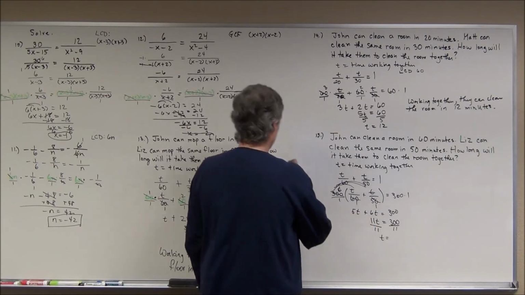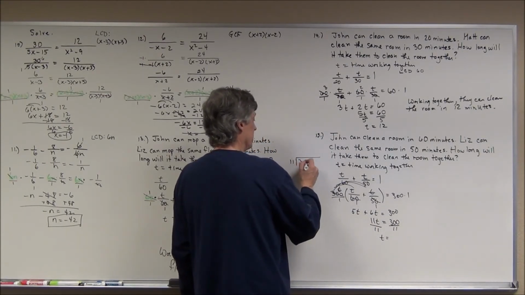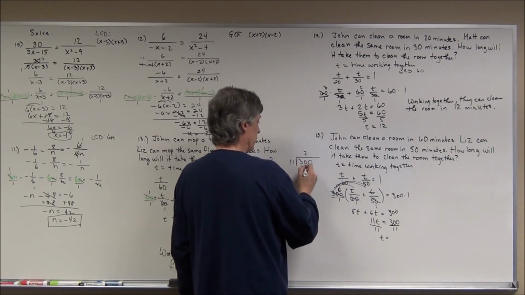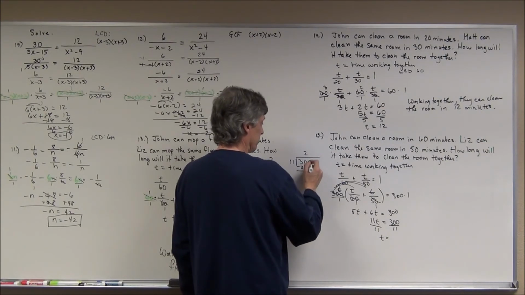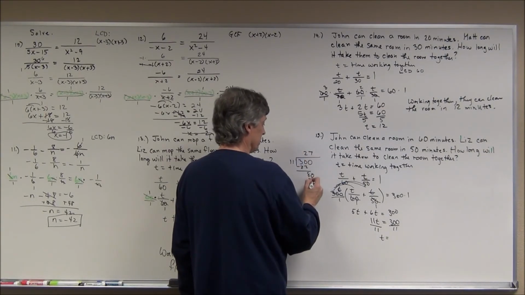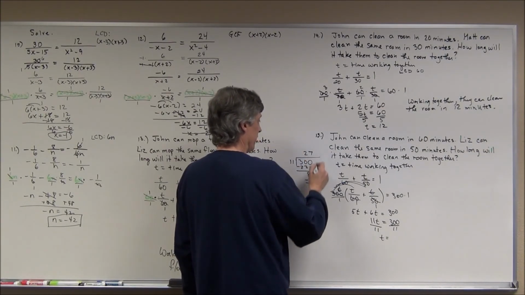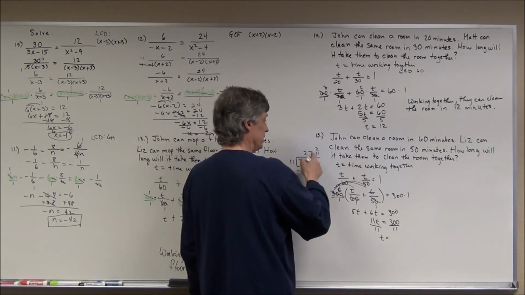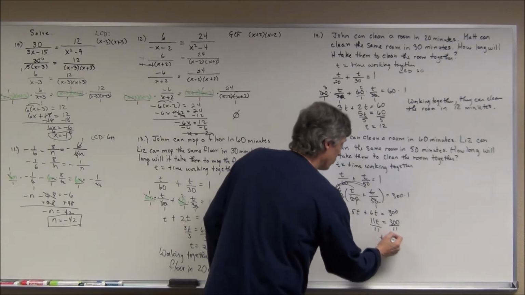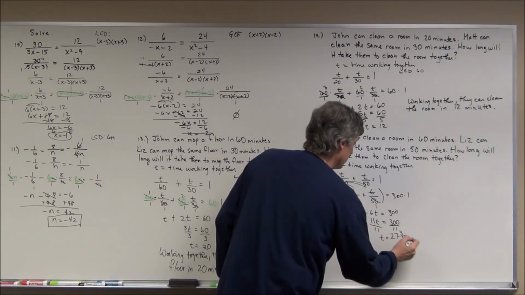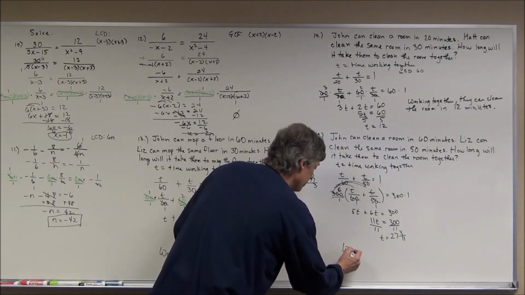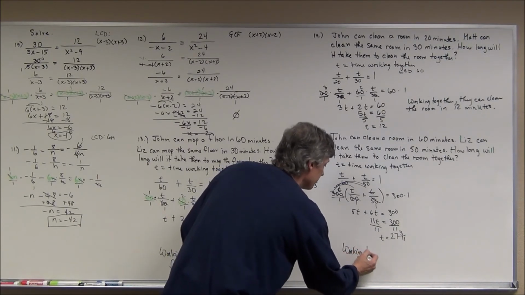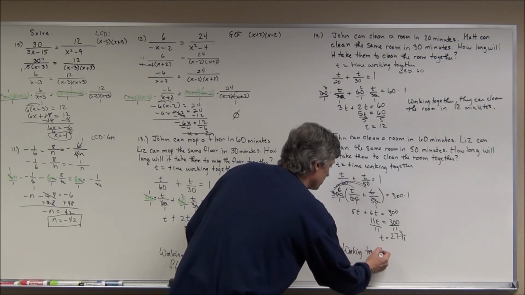11 goes into 300. Goes in twice, that's 22. 8, bring down the 0, goes in 7 times, that's 77. With 3 left over. So 3 left over, dividing by 11. 27 and 3/11. So, working together, you're going to get some weird answers like this.